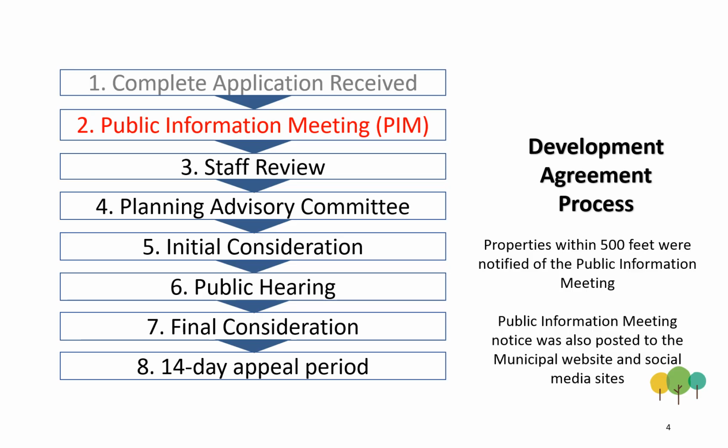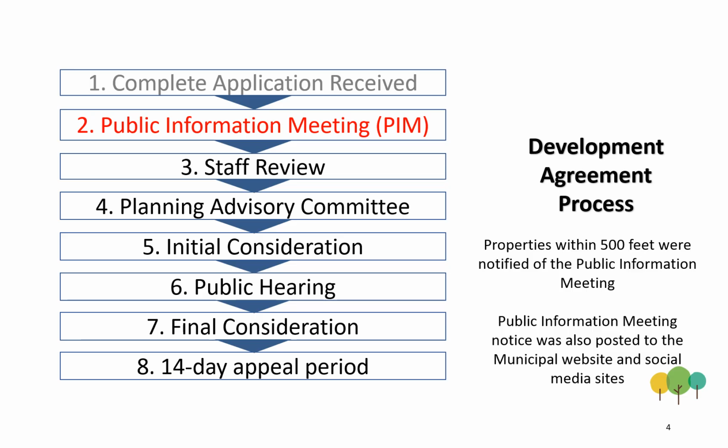The third step of the process is a staff review, where staff will review this application against the applicable policies, and we will be contacting the relevant internal and external departments for their feedback on the application. A staff report is then prepared, which will be presented to the Planning Advisory Committee. If the Planning Advisory Committee makes a positive recommendation, Council will give this application initial consideration and will forward it to a public hearing.